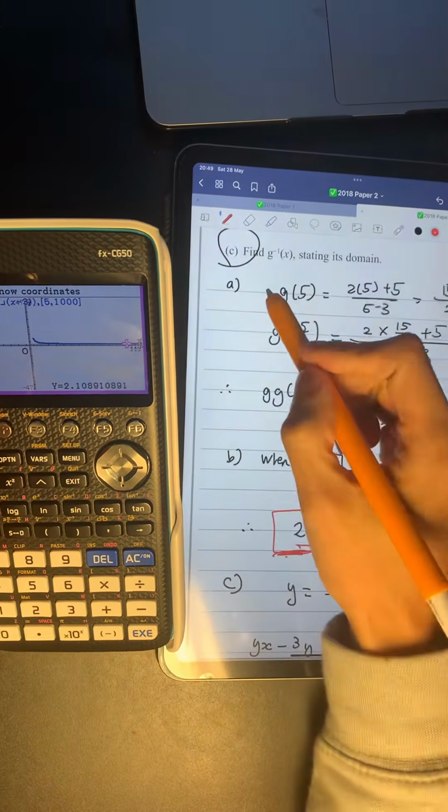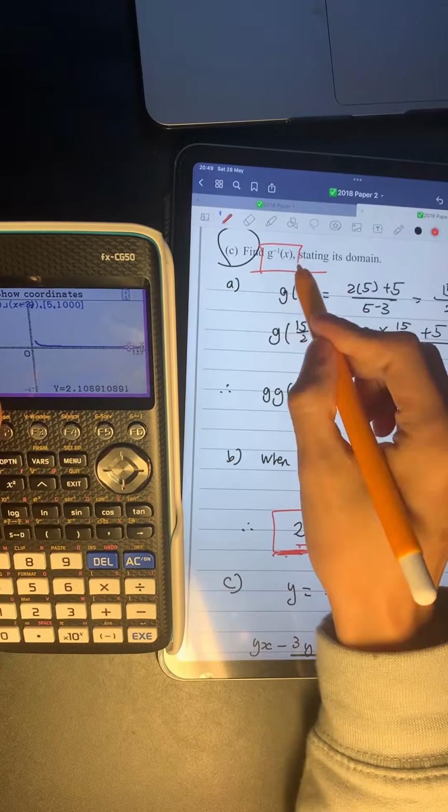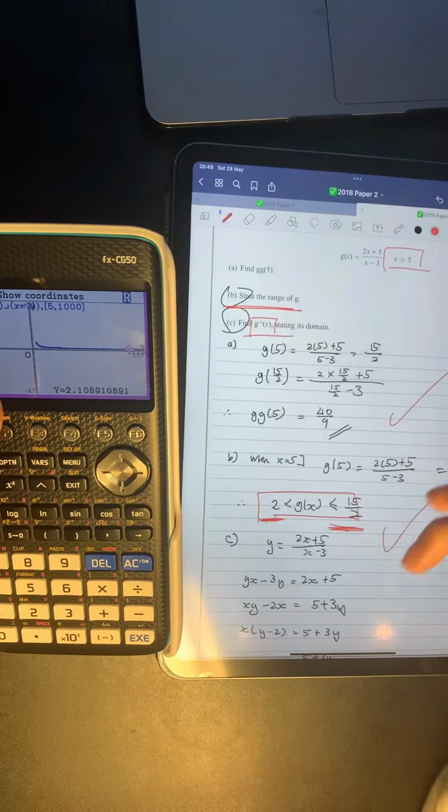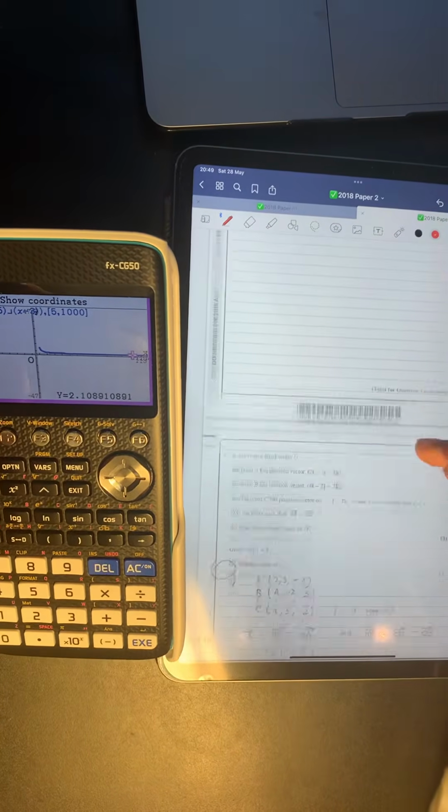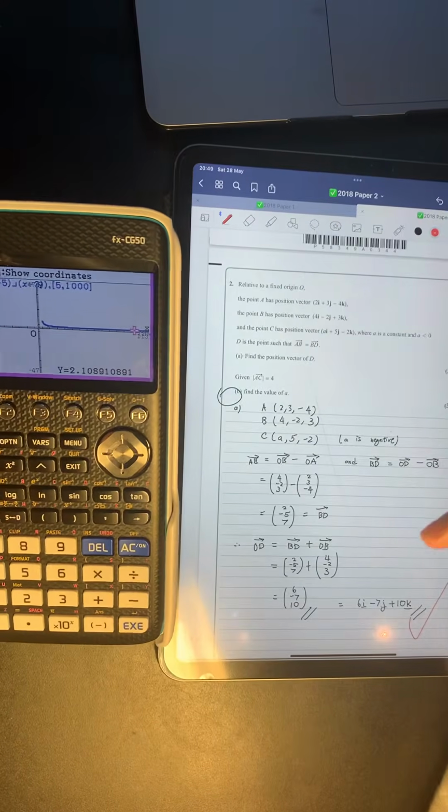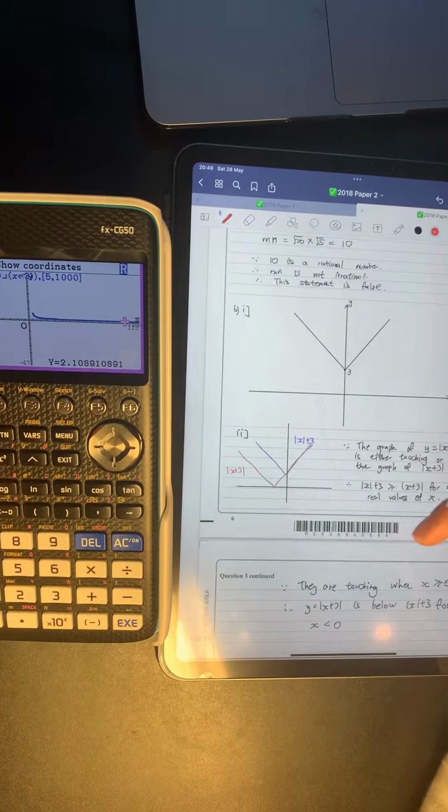Now, part C, the domain of an inverse function is simply the range of the normal function. So you should know about that. For vectors, you can't really do much with this calculator, unfortunately.